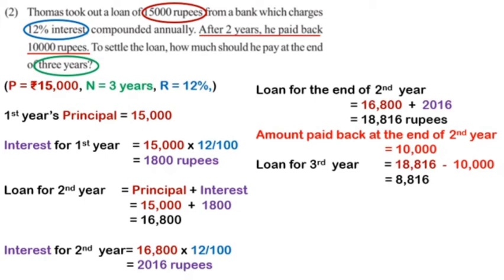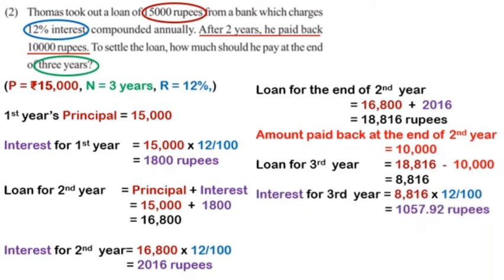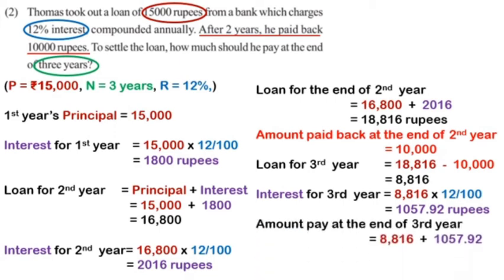അപ്പോൾ 2 വർഷം കഴിഞ്ഞപ്പോൾ 10,000 rupees തിരിച്ചടച്ചു എന്നാണ് പറയുന്നത്. So the amount paid back at the end of the year is 10,000. The loan for the third year is how much? This 18,816 minus 10,000, that is 8,816. Using this principal amount, we want to find the interest for the third year. That is 8,816 into 12 by 100.